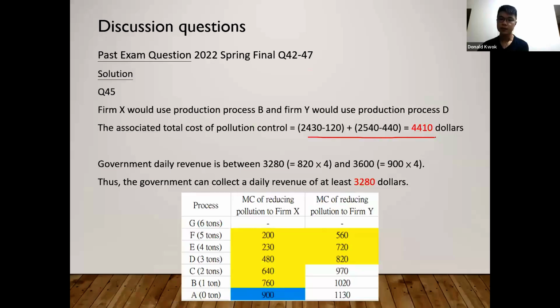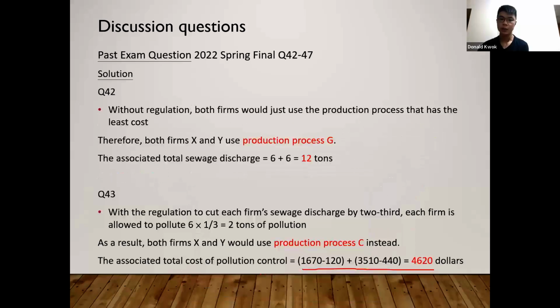And not surprisingly, the associated total cost of pollution control here is 4,410, which is lower than the number we have obtained in question 43, which aligns with the idea that firms with lower cost of abating emission would reduce pollution first.